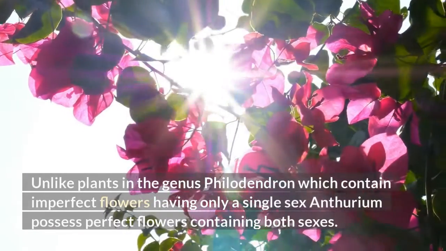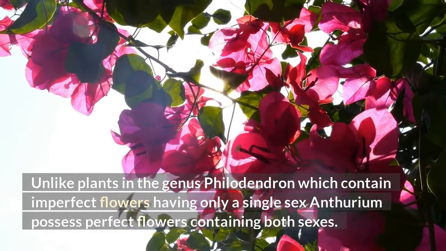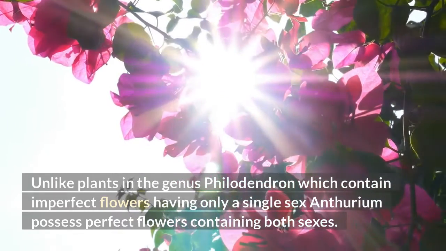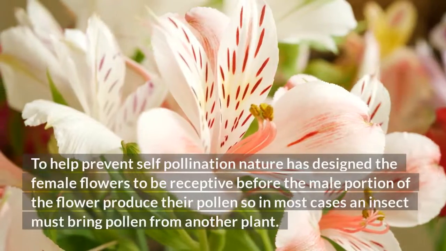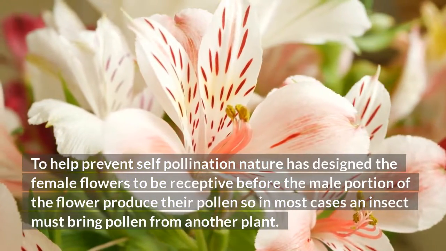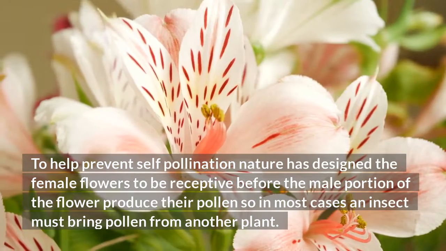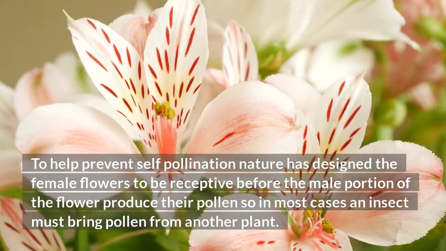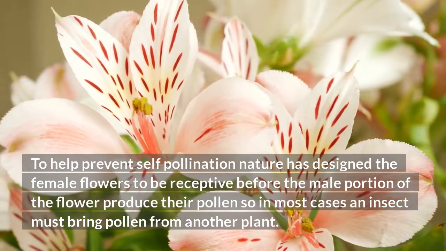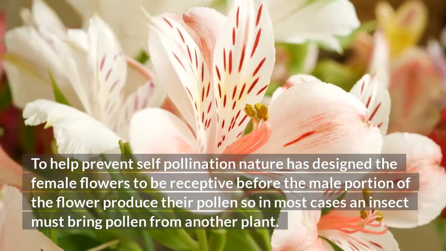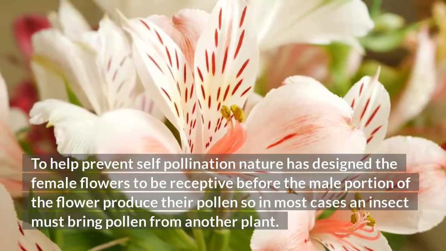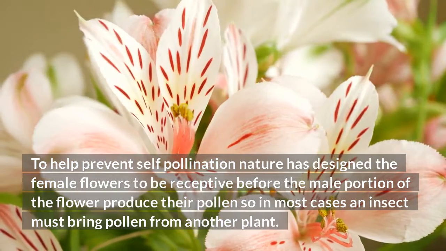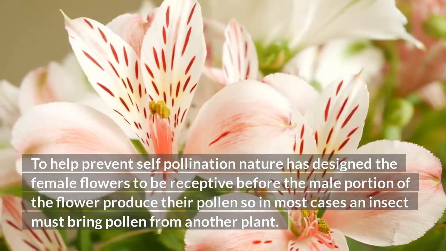Unlike plants in the genus Philodendron, which contain imperfect flowers having only a single sex, Anthurium possess perfect flowers containing both sexes. To help prevent self-pollination, nature has designed the female flowers to be receptive before the male portion of the flower produces its pollen, so in most cases, an insect must bring pollen from another plant. The spadix produces the tiny flowers which, if pollinated, will produce berries containing seeds. The berries produced on the spadix, if pollinated, each contain 1 to 2 seeds.